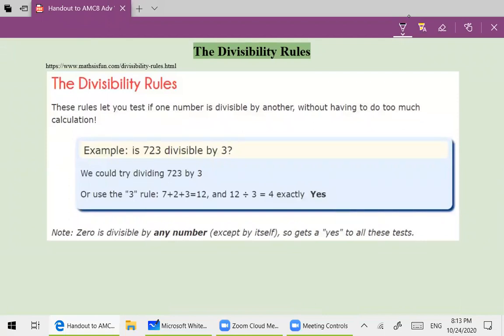Now, some divisibility rules. These rules let you test if one number is divisible by another without needing to do much. So first of all, is 723 divisible by 3? You can try doing it the long way, or you can use the rule. 7 plus 2 plus 3 equals 12, which is congruent to 0 mod 3. So the answer is yes.